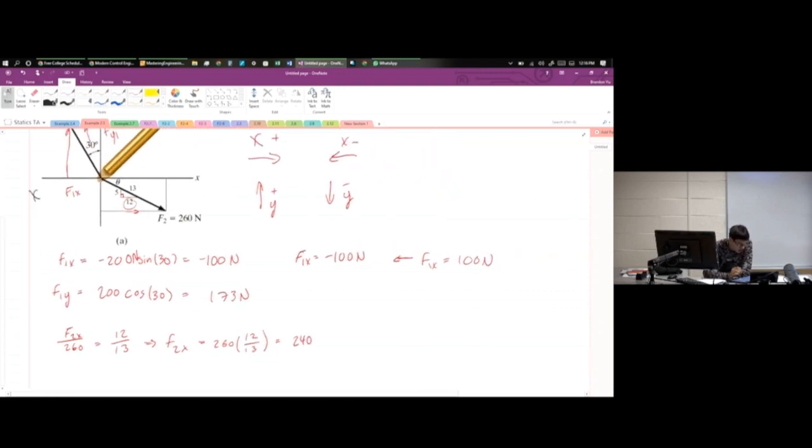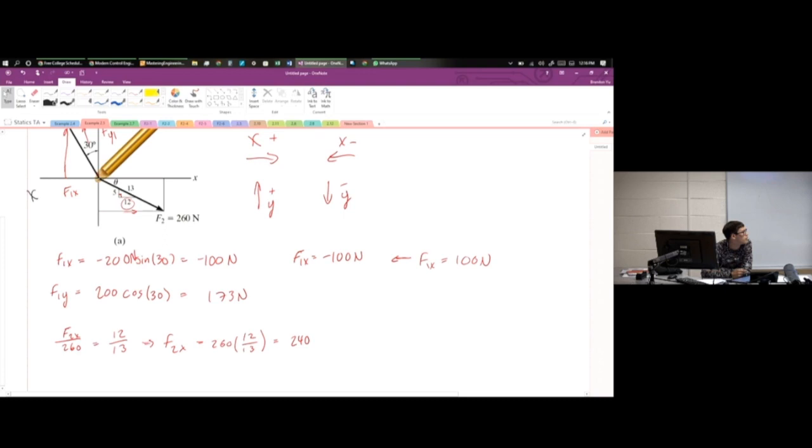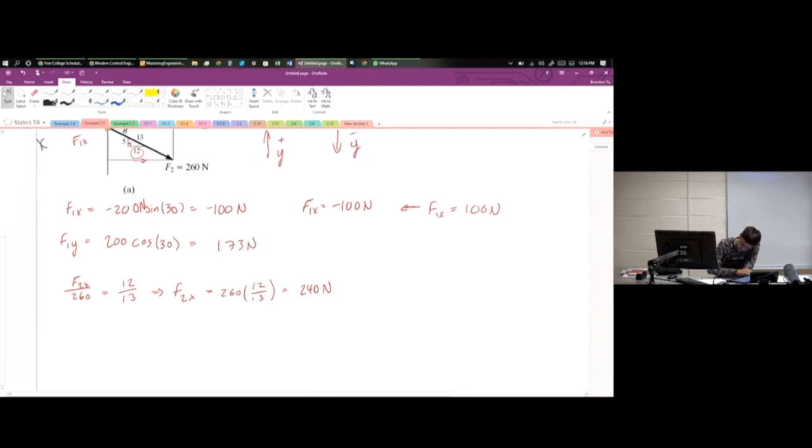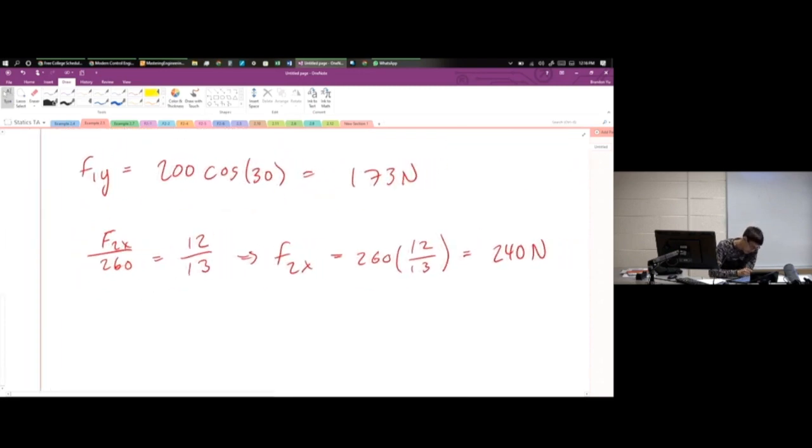And then what are the units? Right. And then it's going to be positive because we're going in the right direction. So then we can also do the same thing for the Fy.